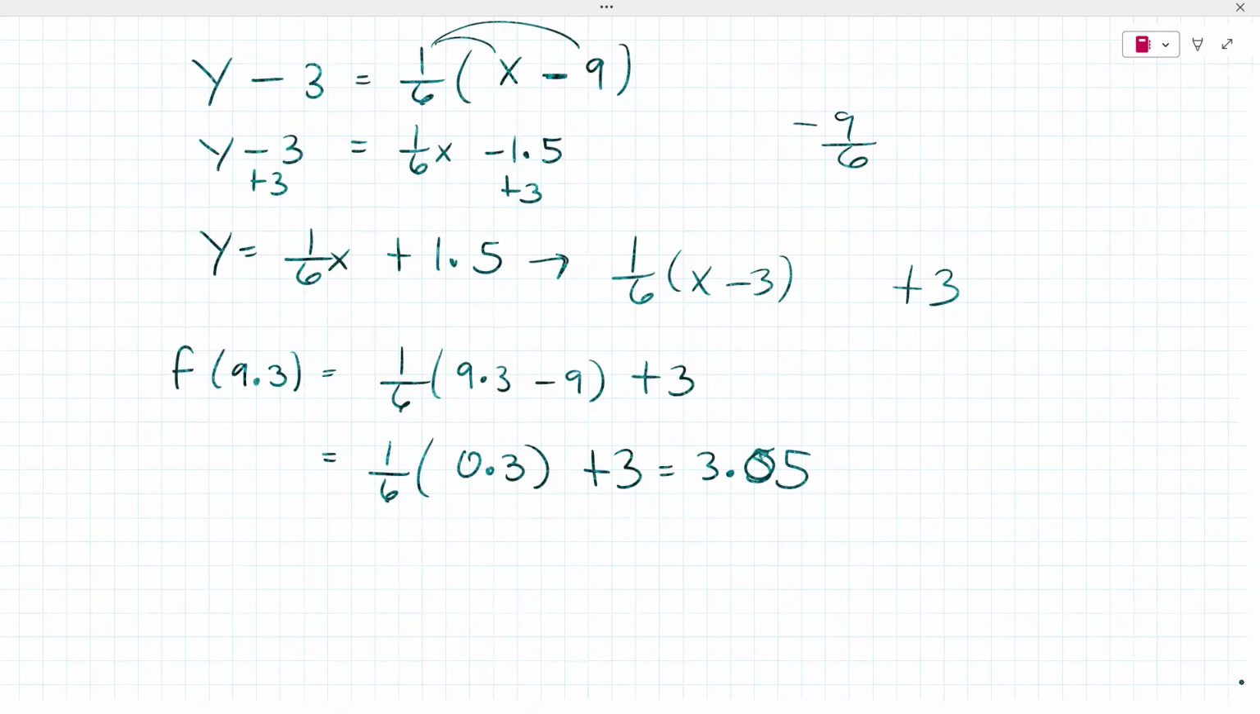So the change from x equals 9 to 9.3 is 0.3. Okay, let's move on.